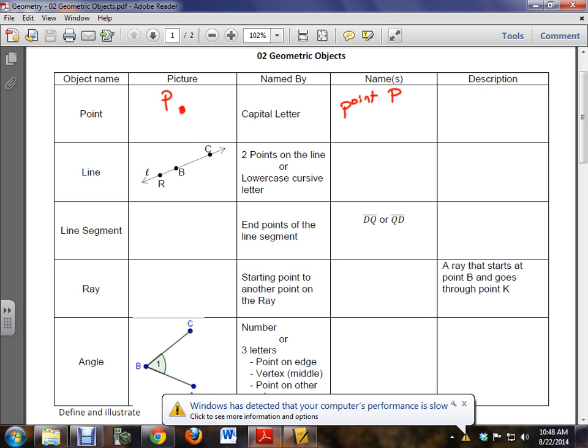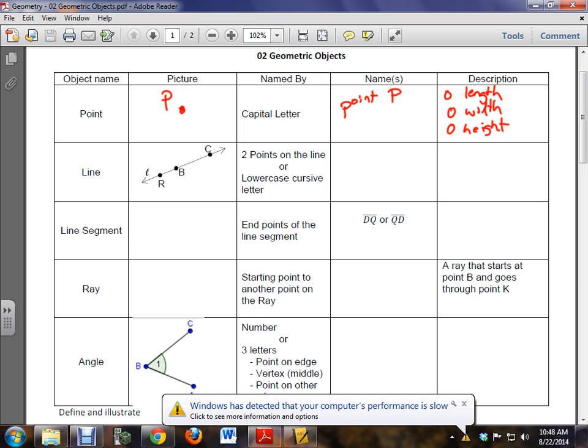If you just talk about P, you will assume that that is a point. Now, a point has no length, no width, and no height. It is what we call a zero-dimensional object. It is very, very small, and it is just symbolized by that dot.